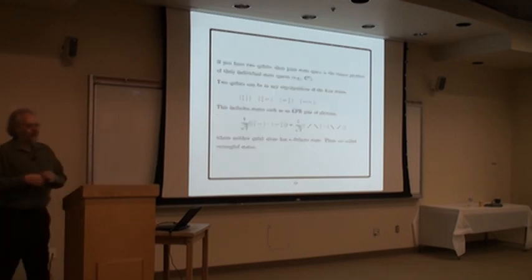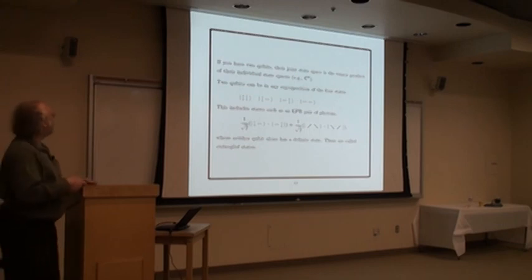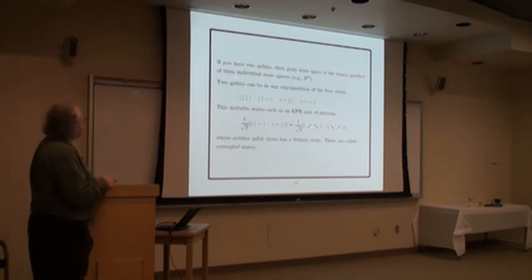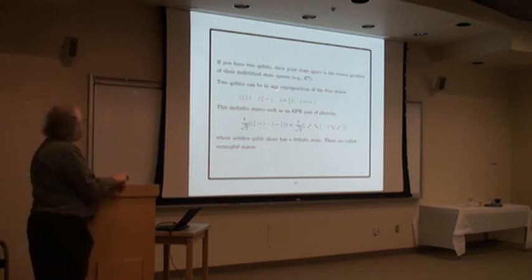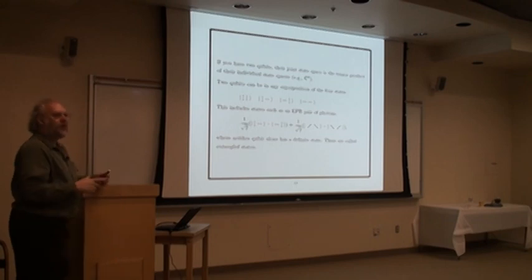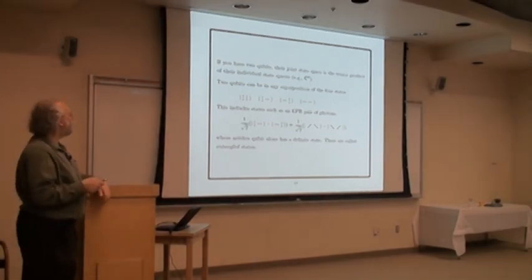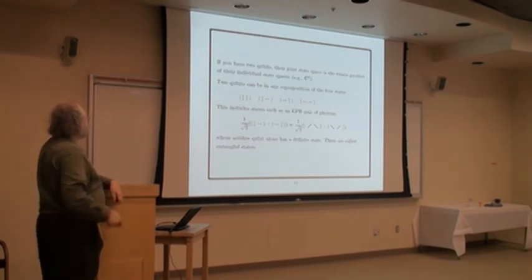Okay. So, suppose you have two quantum bits. What happens is that the joint state space is a tensor product of individual state spaces. Each of these was a two-dimensional quantum state space. Your joint space is 2 times 2, a 4-dimensional quantum state space. And two quantum bits can be in any superposition of the 4 states up-up, up-down, down-up, or down-down. These form the basis for the tensor product of the 2 states. You just take the tensor product of the 2 bases.